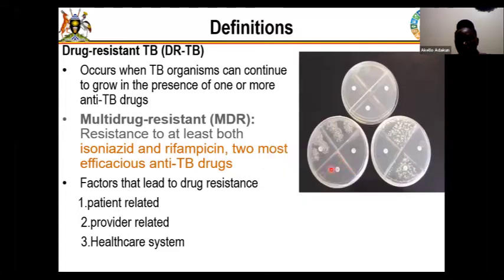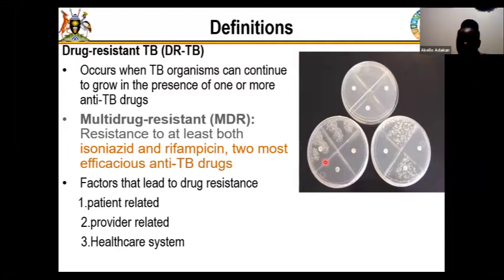Ideally, when you apply a medicine to a bacteria, the bacteria should die. So like here, there is no growth. There is a medicine here, there is no growth. However, where they have applied the medicine and the germs keep growing, that is called a drug-resistant strain of tuberculosis.